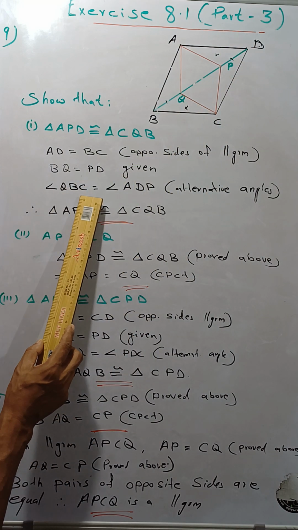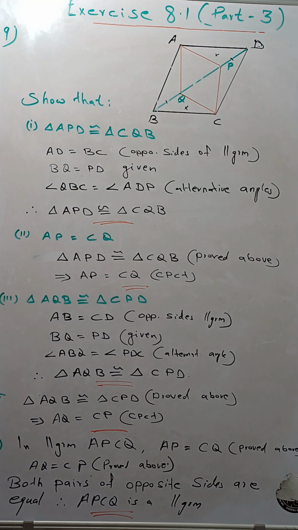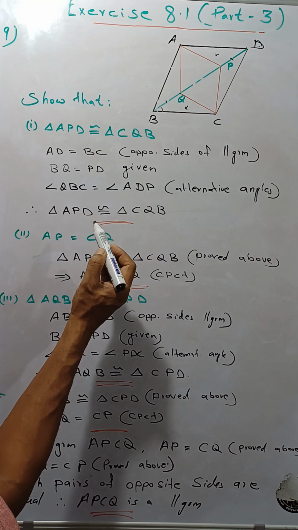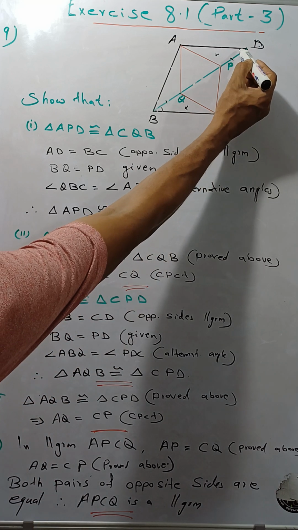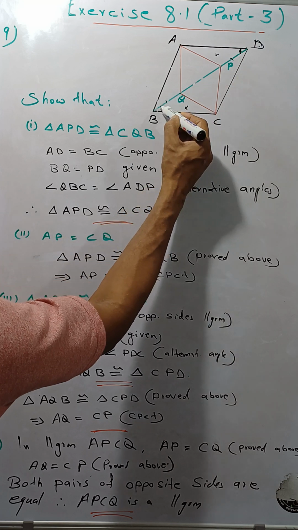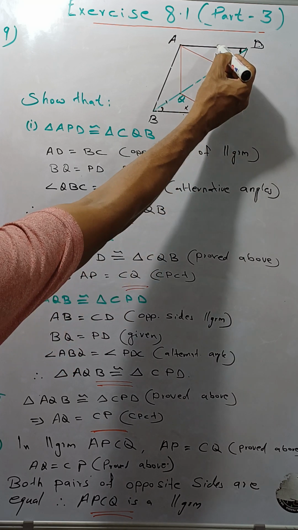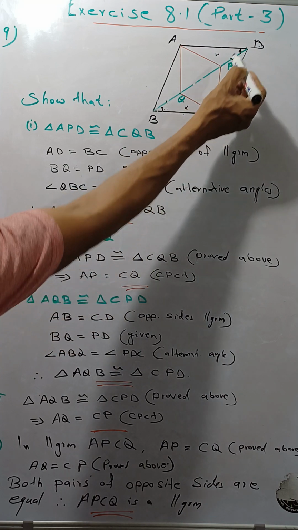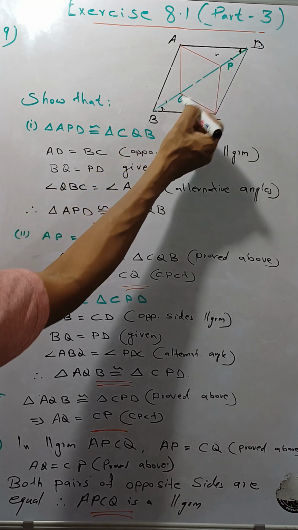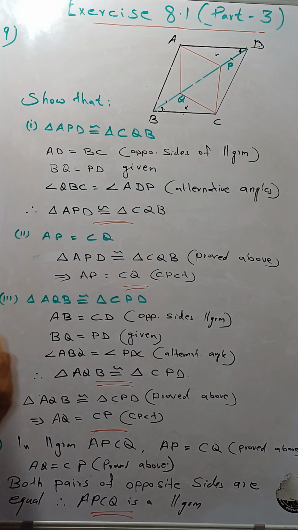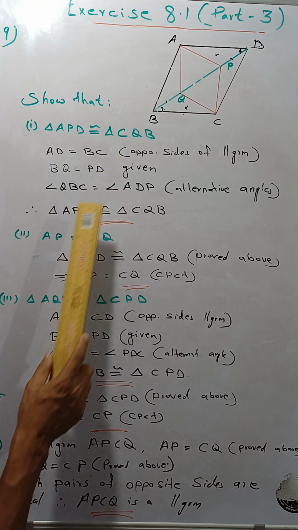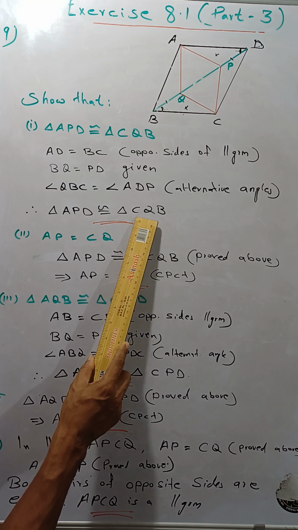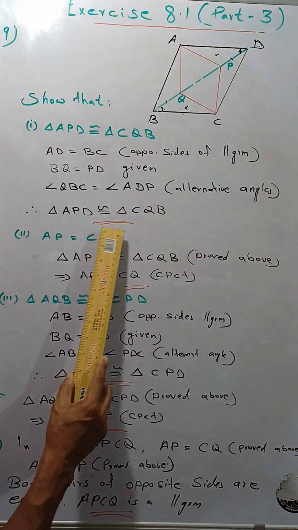Then angle QBC, this angle, and angle ADP, this angle, are also equal. Why? Because these two are parallel lines and this is a transversal. We know that these two angles are alternate angles, and alternate angles are equal. So we have got these three things. So we can say triangle APD is congruent to triangle CQB. The first question is proved.